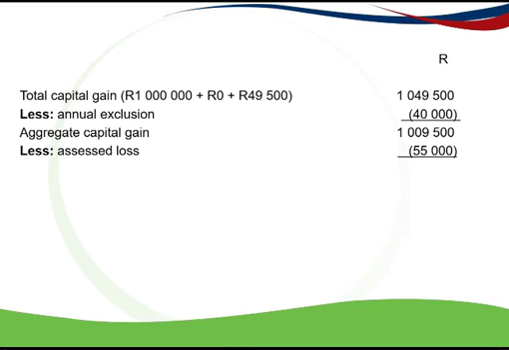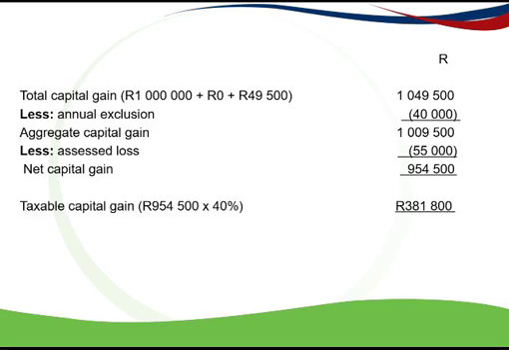Remember, we highlighted in the required that she had an assessed loss brought forward, so we bring in the assessed loss from the previous year of 55,000 Rand, and that leaves a net capital gain for the 2020 year of assessment of 954,500 Rand. Okay, but now we have to work out how much is included in taxable income, and so the taxable capital gain is the total net capital gain times 40%, and that gives us an amount included in taxable income of 381,800 Rand.